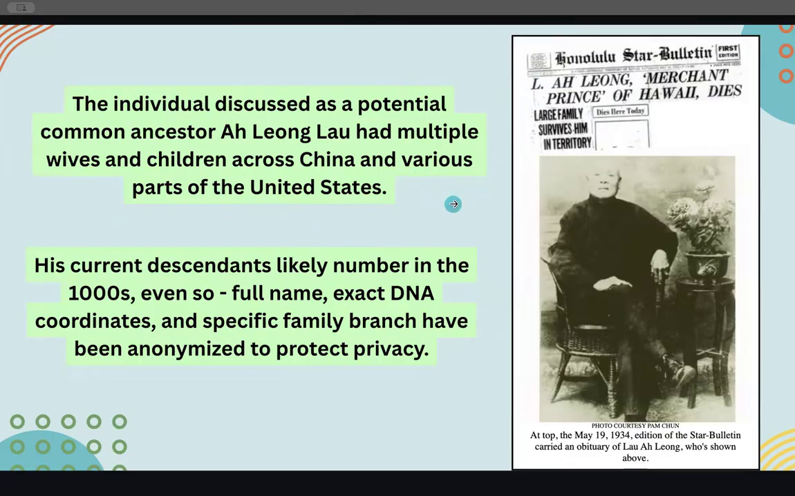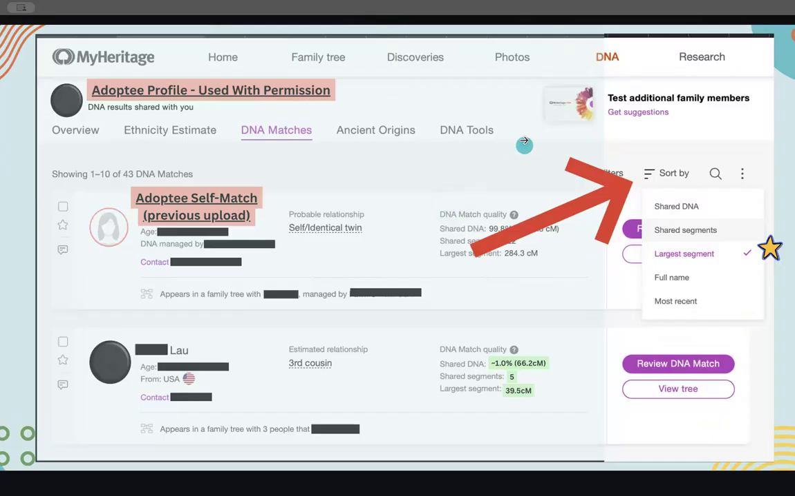So first thing I did was go to this adoptee's profile on MyHeritage, and I sorted by largest segment. This is important because a lot of people, if they're born in America and their background is in America or they're European, a lot of times shared DNA, shared segments, and largest segments, your matches will all show up in about this same order. Maybe one or two people will flip-flop places. However, with Chinese adoptees, if you click around on these buttons, you'll see a lot of times it will move things around a good bit.